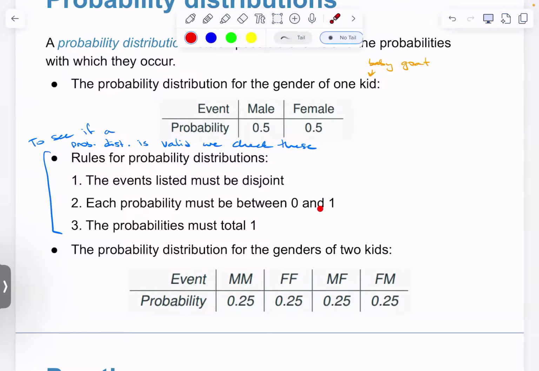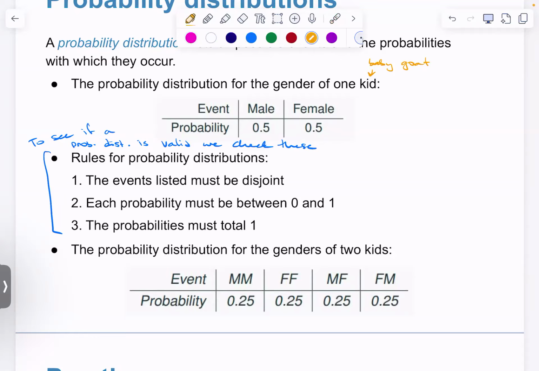The second rule just stems from the rules of probabilities, really. Each probability down here must be between 0 and 1. But that's true for any probability, so you're really just going through the rules of probabilities, which is why I like the question. 0.5 is between 0 and 1, and 0.5 is between 0 and 1. Great. And the probabilities must total 1.